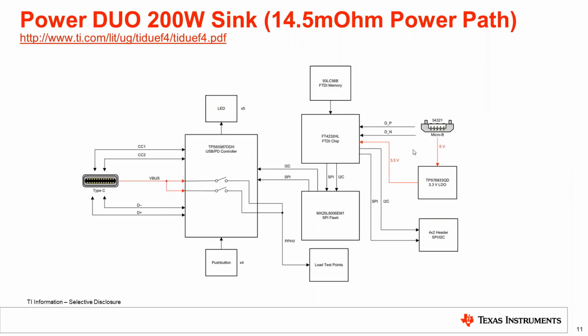Here's a more in-depth look at the sink-only board. Again, you can see both power paths tied in parallel here to achieve that ultra-low RDS-on. There are LEDs as well to highlight the negotiated voltage. Additionally, there's a push button here to control the voltage level that you want to support. Finally, there are some load test points here, so you can hook up an external load or attach this to an existing system to help convert it to USB Type-C and power delivery.